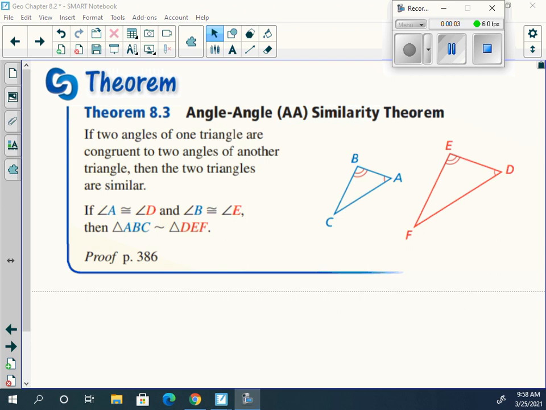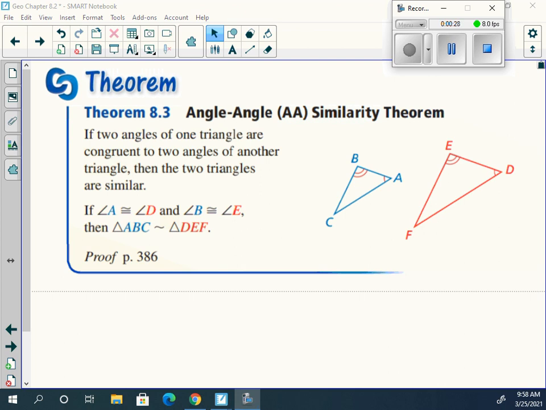So what we're talking about today is we're continuing on with similarity. And the first similarity thing that we're going to be doing today is the angle-angle similarity theorem. If two angles of one triangle are congruent to two angles of another triangle, then the two triangles are similar.